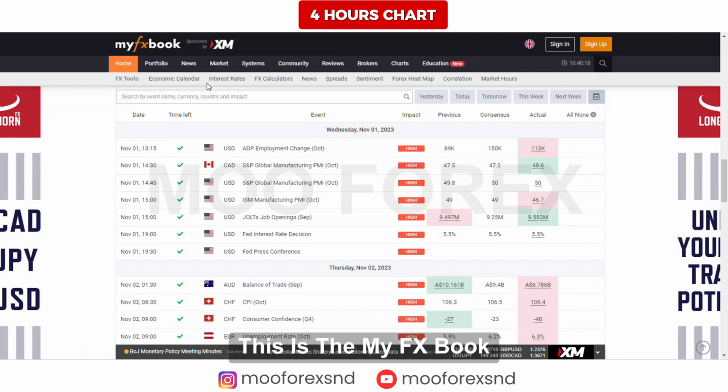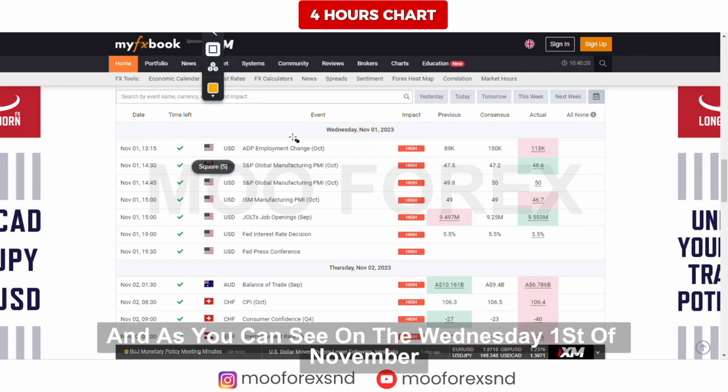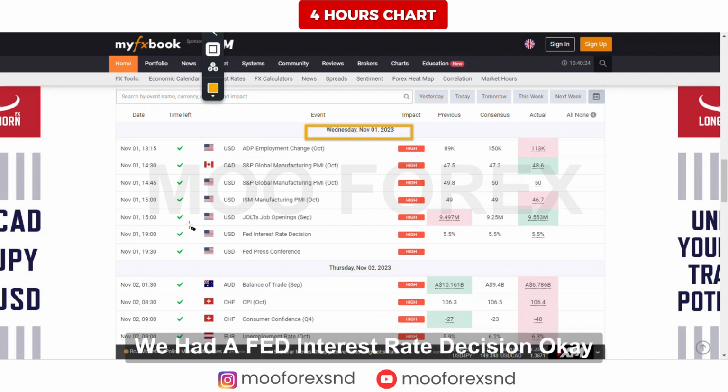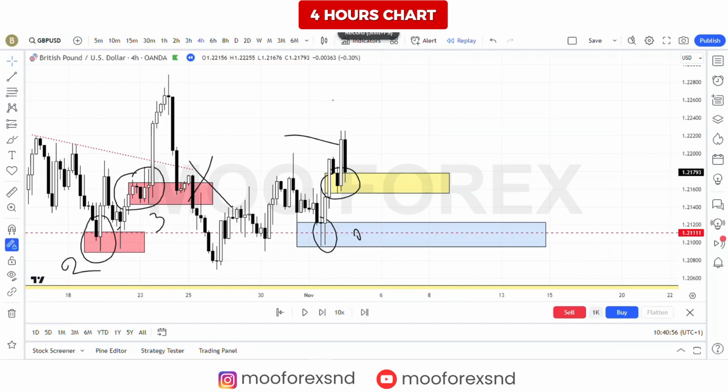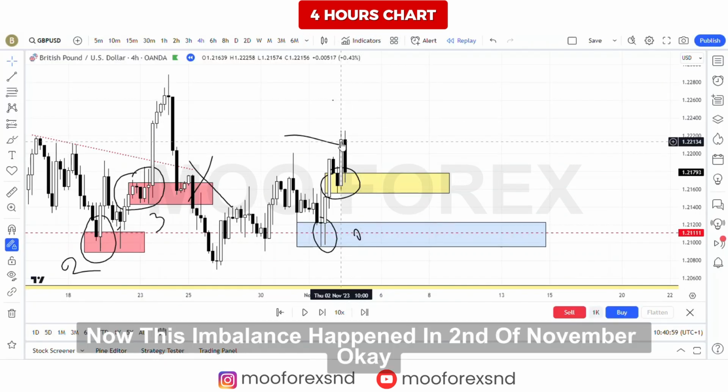Guys, look at this here. This is the MyFXBook, and as you can see, on Wednesday, the 1st of November, we had a Fed interest rate decision. Okay, 1st of November. Okay, guys, now let me take you to the chart. Now, this imbalance happened on the 2nd of November.